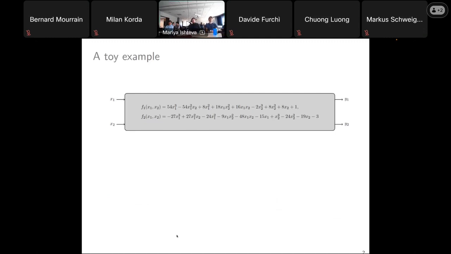This is the longest polynomials that I could fit on my slide. So these are two polynomials. They have two variables, x1 and x2, and degree 3.